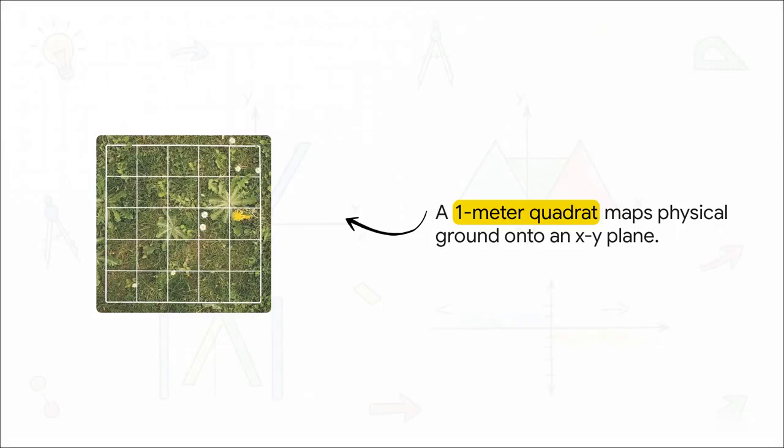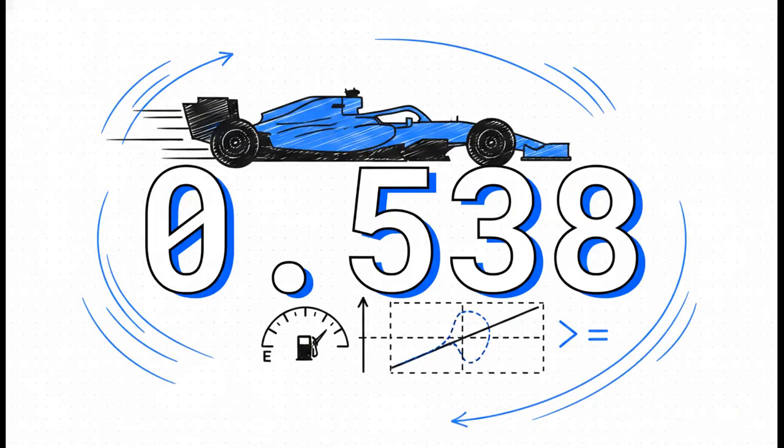Think about biologists mapping real-world physical boundaries. They use tools to project ground space onto coordinate planes. Or take Formula One. Drivers face intense mathematical boundaries, like incredibly strict fuel limits to stay in the race.